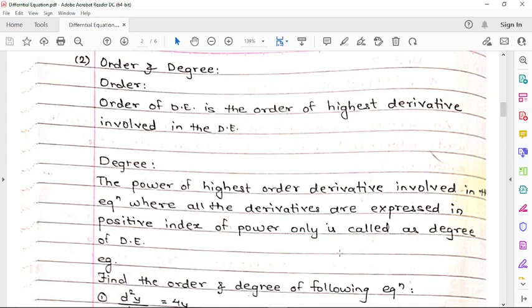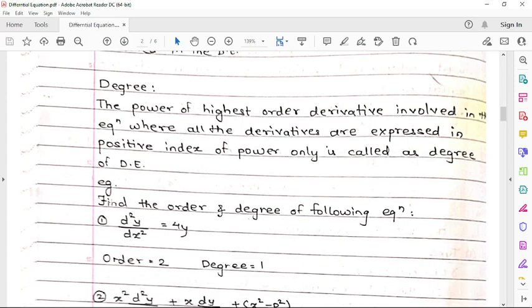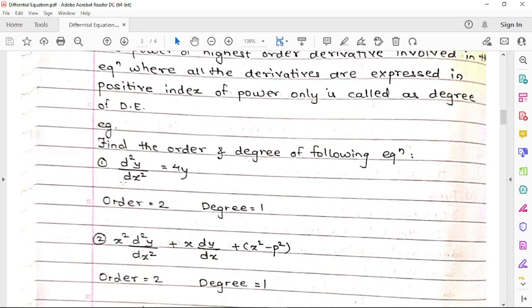Okay, so I hope you understood these two concepts. Let us solve some examples, after that you will understand better. First example: in this example we have to find the order and degree of the equation, right? So d square y by dx square is equal to 4y. First we have to find the order, right? So what is the highest derivative? Only one derivative term is present, and it has order 2. So the order is 2 obviously.